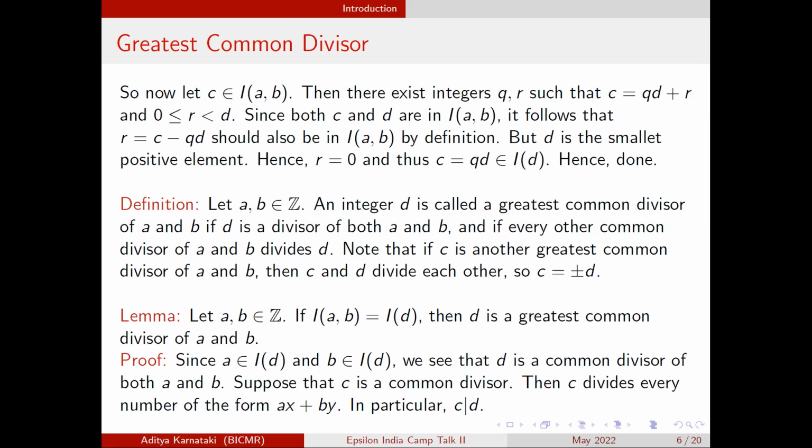And so this satisfies the definition of any common divisor. C has to divide this d, which is also a common divisor of a and b. So d is the greatest common divisor. Okay.